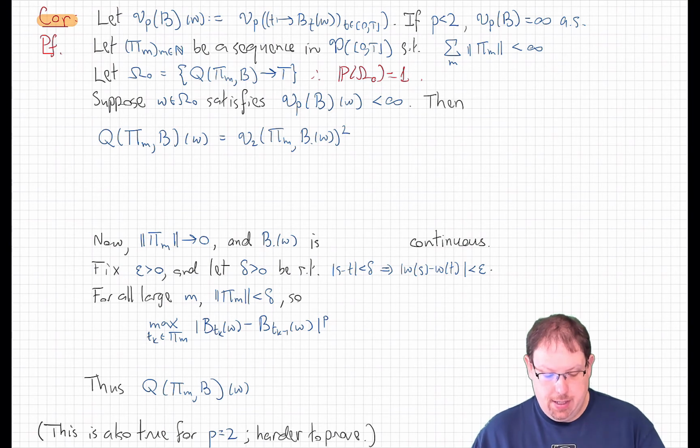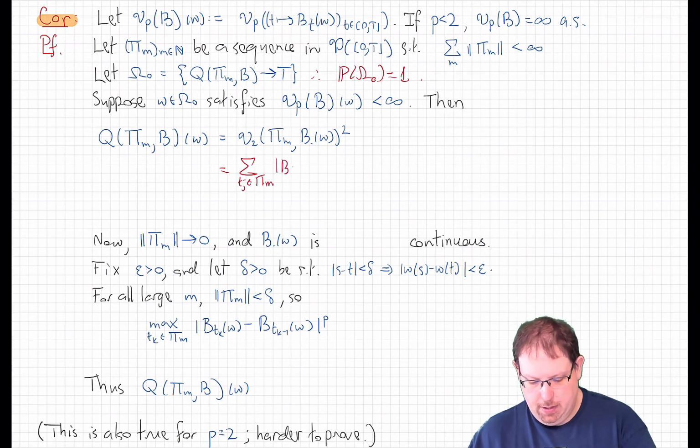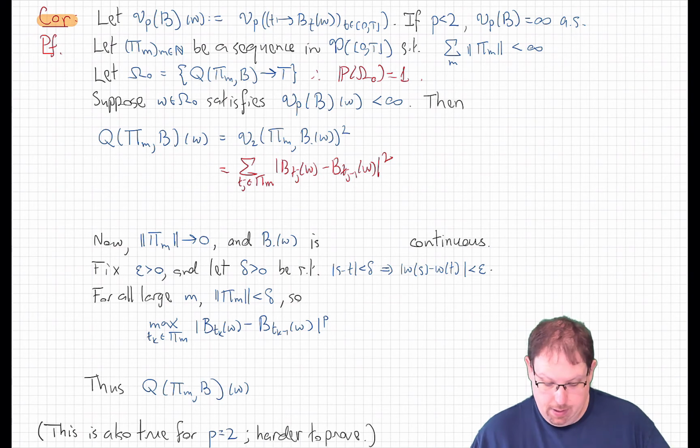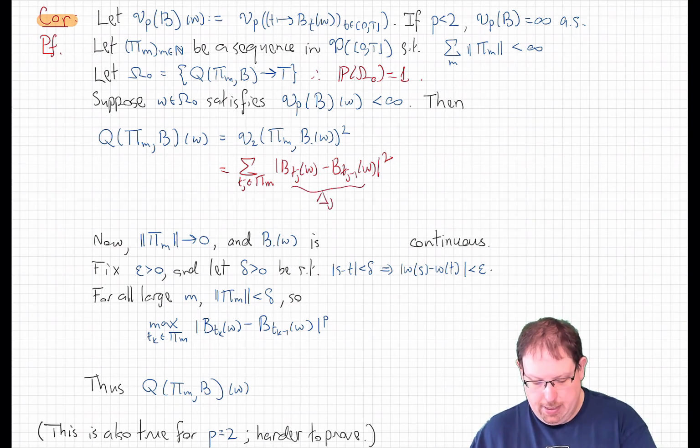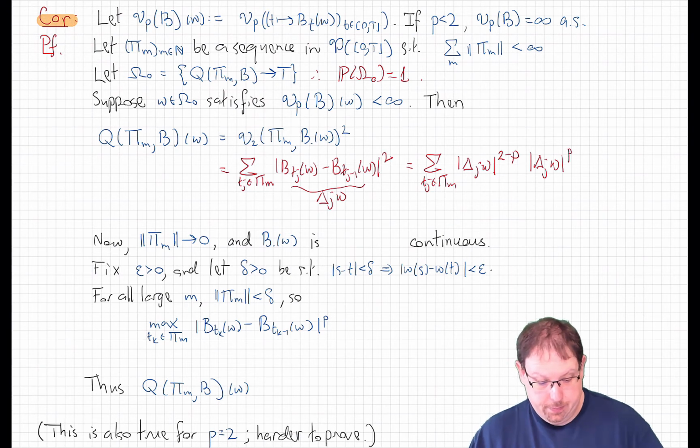Well, we can just compute now that the quadratic variation of that Brownian path along the partition pi m from the sequence we chose, that's just the square of the 2-variation along that path. So let's write out exactly what that means. It's the sum over all partition points in that partition of the increment B_{t_j}(omega) minus B_{t_{j-1}}(omega), squared. And just to avoid lots of writing, let's denote this increment as delta_j(omega). Now we can break up that square into two factors. This is the sum of delta_j(omega) to the 2, which we can write as delta_j(omega) to the 2 minus p times delta_j(omega) to the p. And here we're assuming that p is less than 2, which means that both of these are positive.